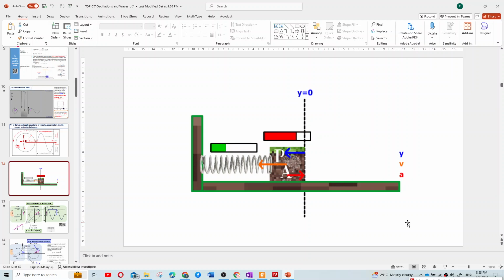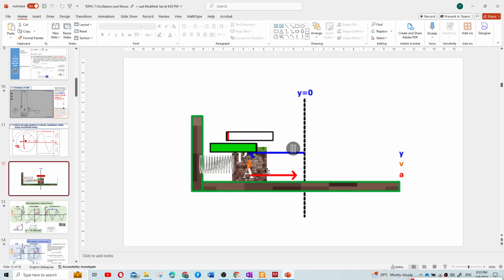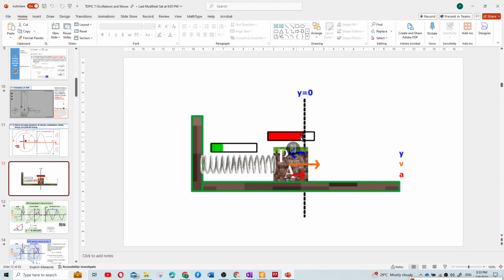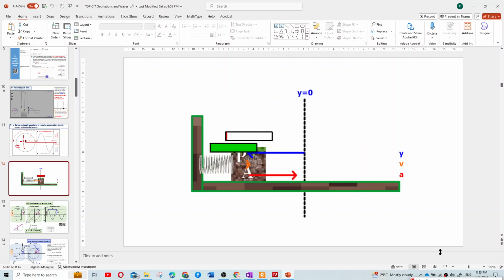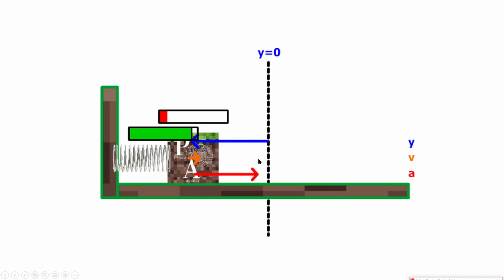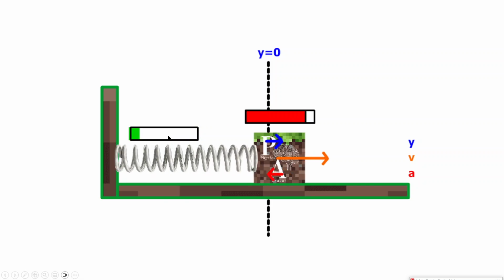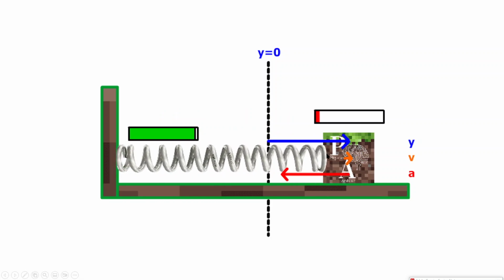Class, can you see? So you see, these two bars, you have a green bar and a red bar here. The green bar shows the elastic energy in the spring, not so smooth. See that? The green bar shows the elastic energy in the spring, and then the red bar shows the kinetic energy in the block.